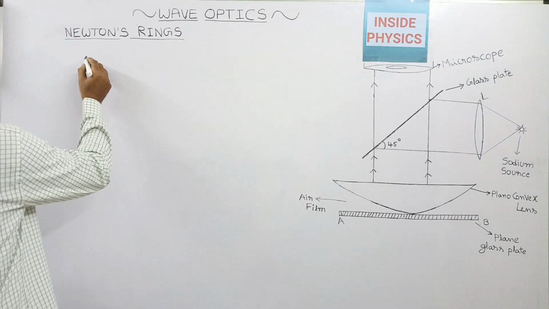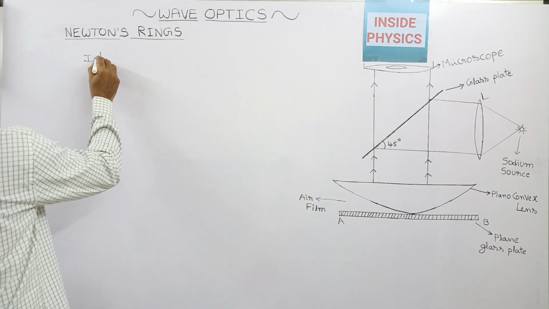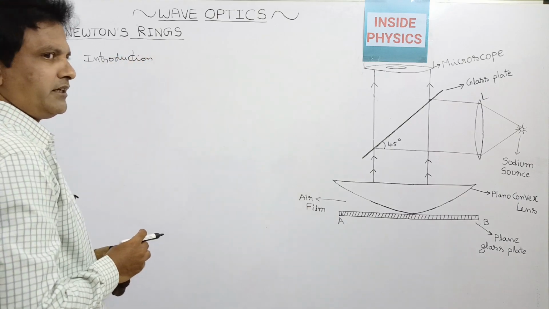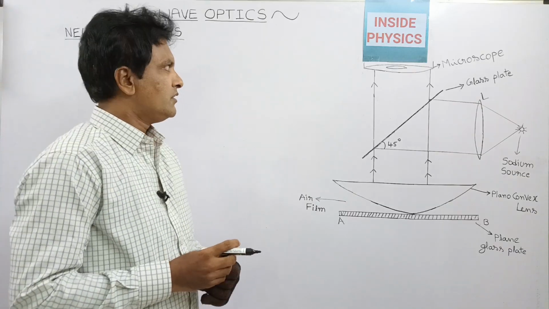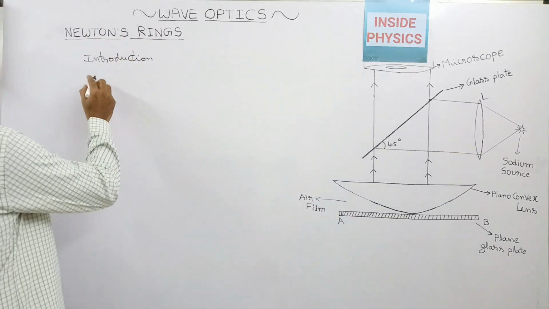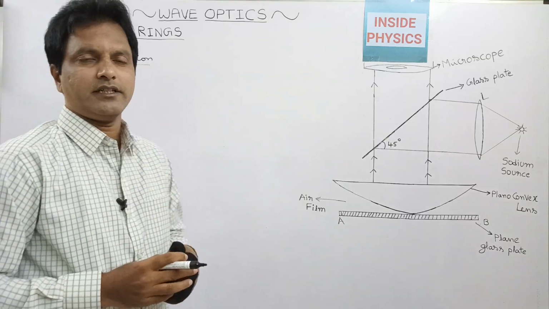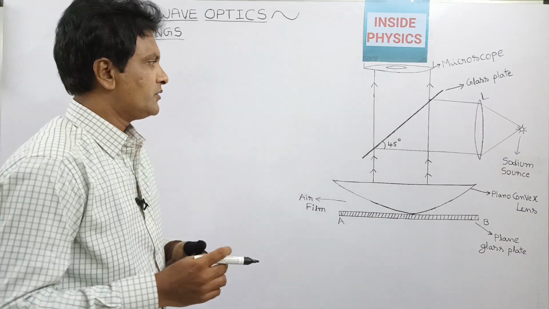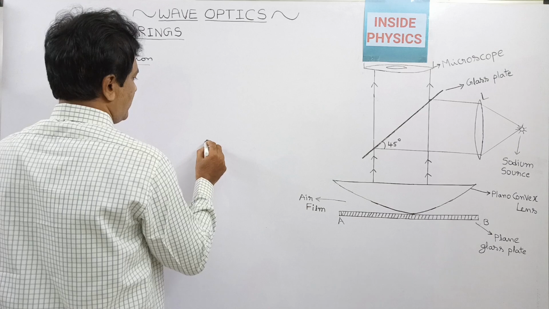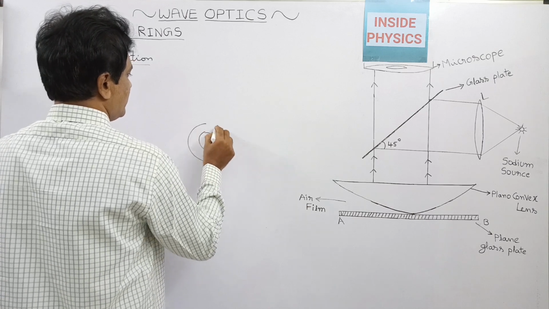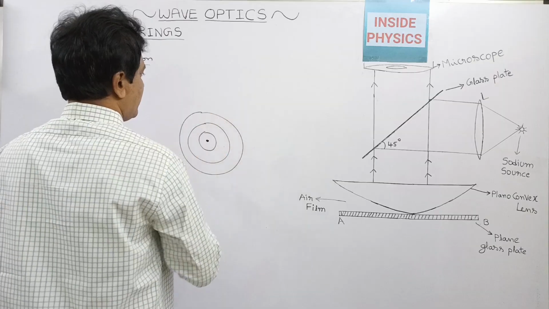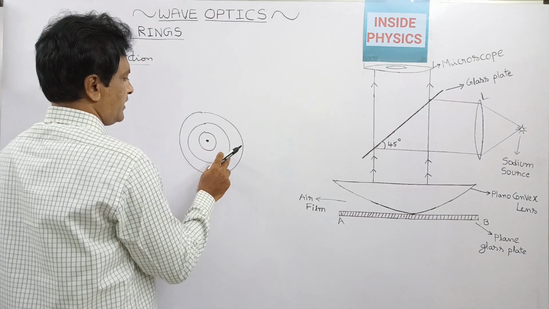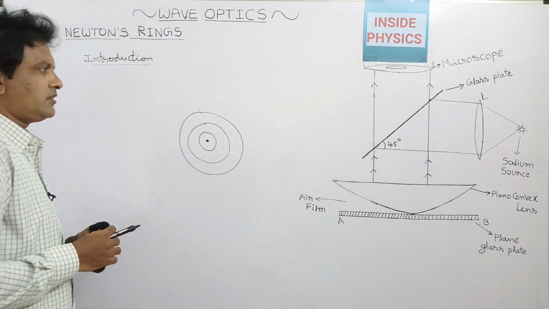Here we will see some introduction before going to the actual theory. These rings are of equal thickness. Newton's rings are considered as an example of equal thickness. So how is the equal thickness formed when the rings are formed? You can see the rings are like this. They are formed around a central dark spot, and there will be consecutive bright and dark rings like that. The fringes are circular.